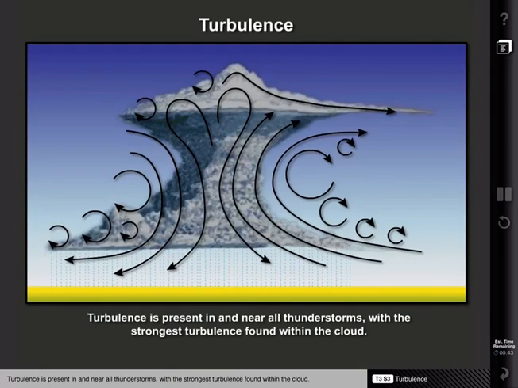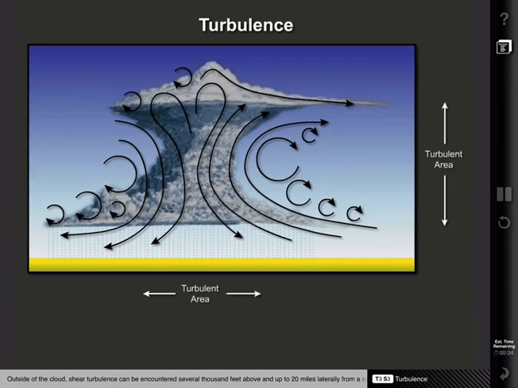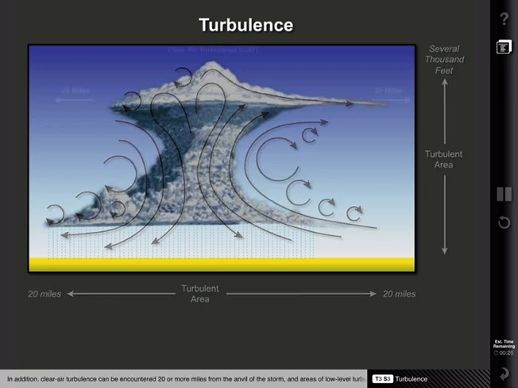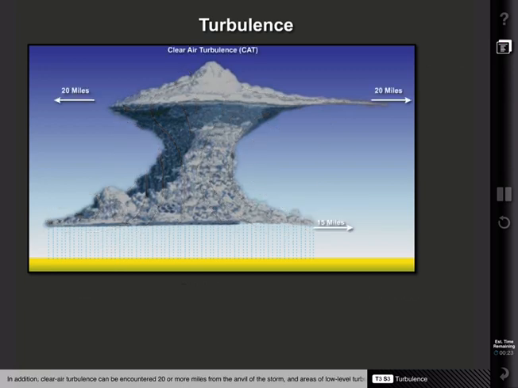Turbulence is present in and near all thunderstorms, with the strongest turbulence found within the cloud. Outside of the cloud, shear turbulence can be encountered several thousand feet above and up to 20 miles laterally from a severe storm. In addition, clear air turbulence can be encountered 20 or more miles from the anvil of the storm, and areas of low-level turbulence are associated with gust fronts up to 15 miles ahead of the storm's precipitation.